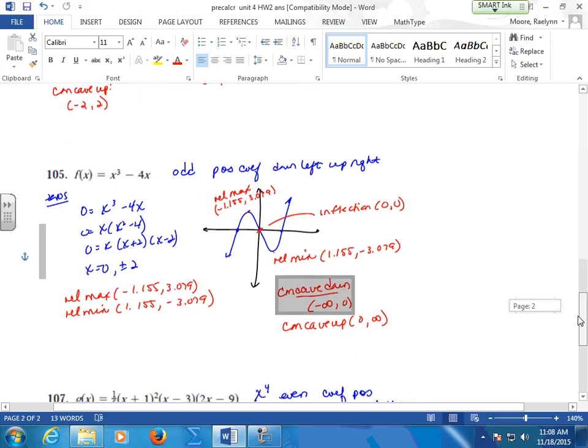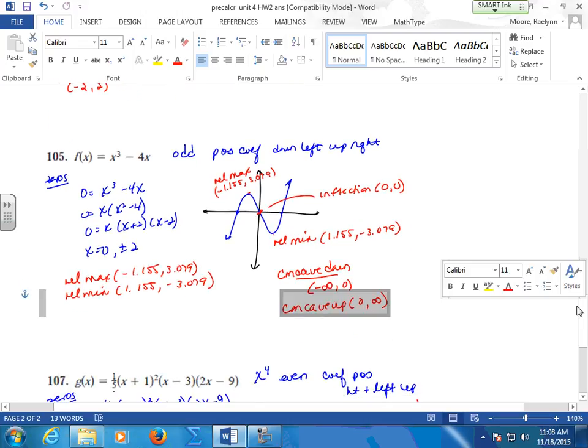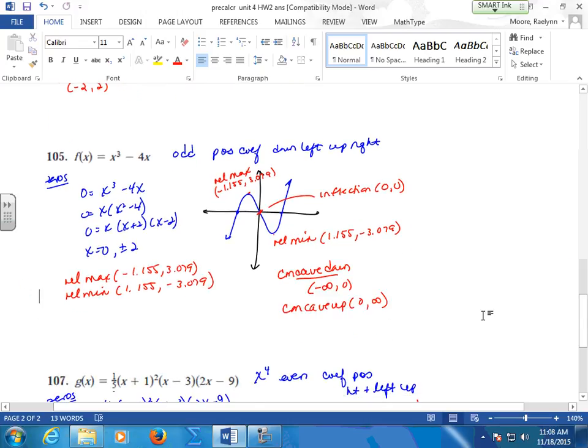Okay, is this our last one? No. Second to last one? Okay. Alright, I have an odd function, and my coefficient is positive. So I have 3 roots, 2 turns, 1 inflection point. My end behaviors say down on the left, up on the right. All that without even putting it into your calculator.